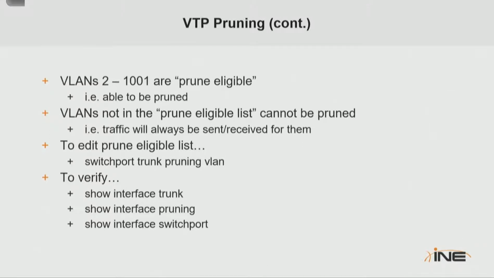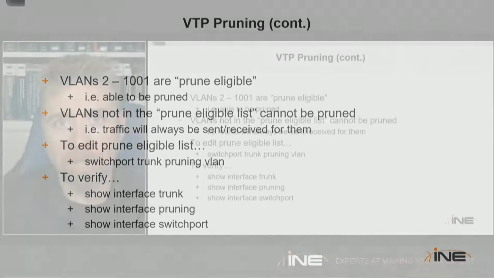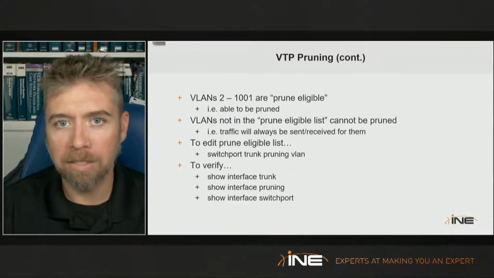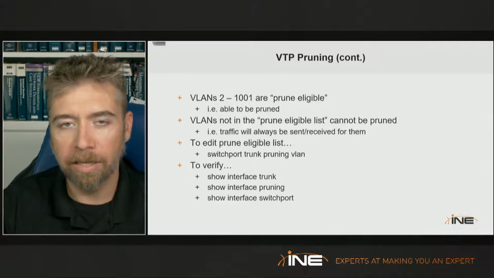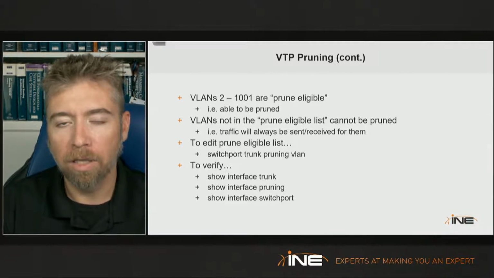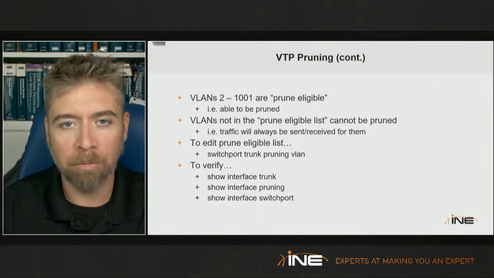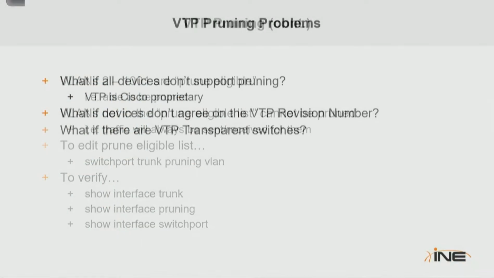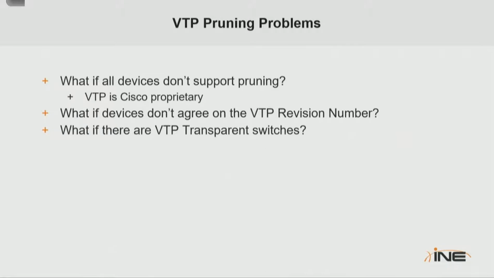So we can edit the prune eligible list with the switchport trunk pruning vlan command, but this is basically the opposite of editing the trunking allowed list. So if the VLAN is in the trunking allowed list, but it's not in the pruning list, it means that it cannot be pruned, meaning that it's going to always be available on that interface. So it's kind of a reverse logic. Now, one of the other issues here with VTP pruning is that VTP is Cisco proprietary.